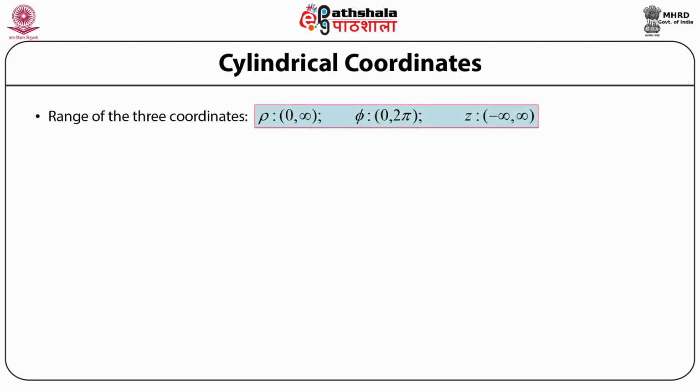And the range of the three coordinates in the cylindrical coordinate system, that is rho, phi and z, is given as rho can vary from 0 to infinity, phi can vary from 0 to 2 pi, and z can vary from minus infinity to plus infinity.